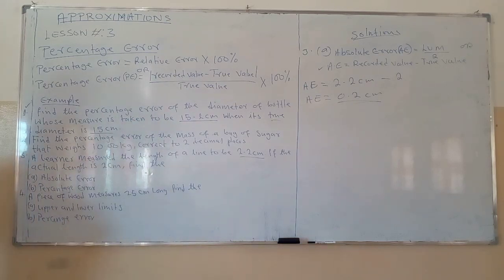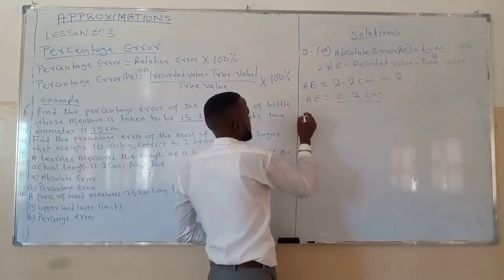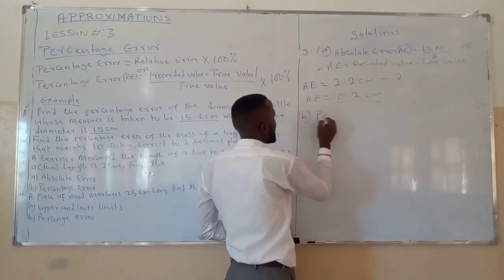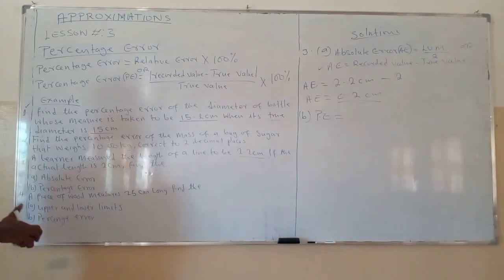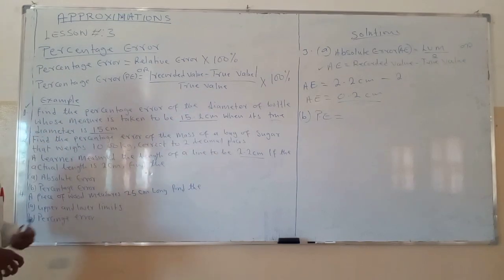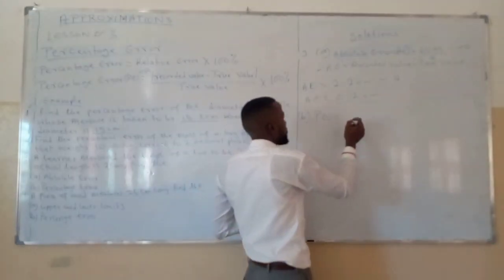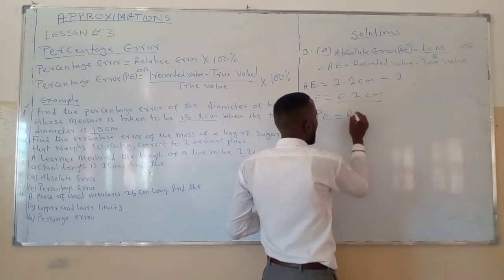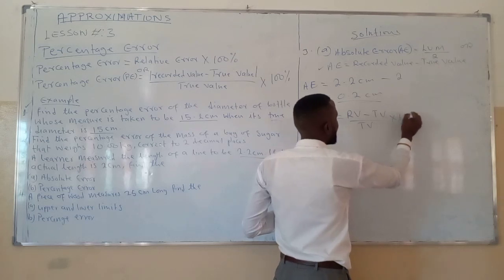So once you have found your absolute error, now you can come to answer the question on percentage error. How do I find the percentage error? The percentage error in this scenario, B. I know the formula by now. Simply say percentage error is recorded value minus true value, divided by true value, times 100%. I already know the recorded value.